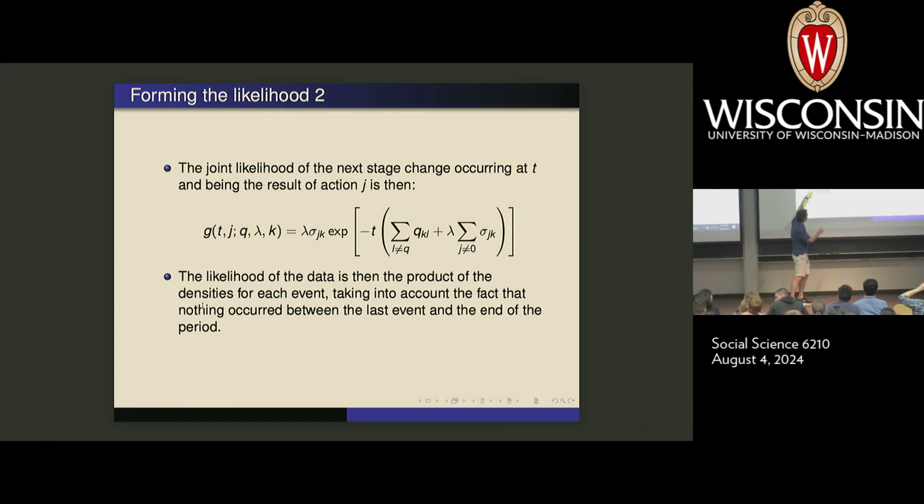The likelihood of the data is the product of all these densities that you see for each event that happened, right? And then you take into account that they're censoring sort of at the end, right? So if your data goes out to a particular time period, the fact that nothing occurred is still informative. All that is straightforward to incorporate into this setup. So that all sounds fine. That's when you see all those states, the timing of all the events.